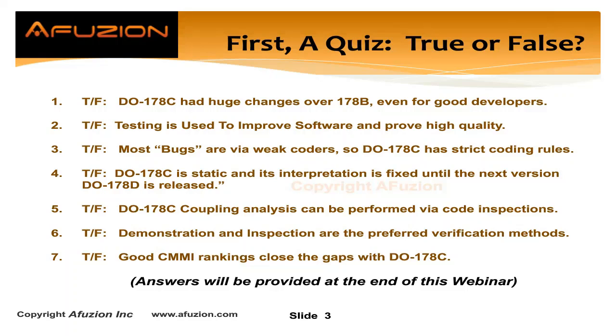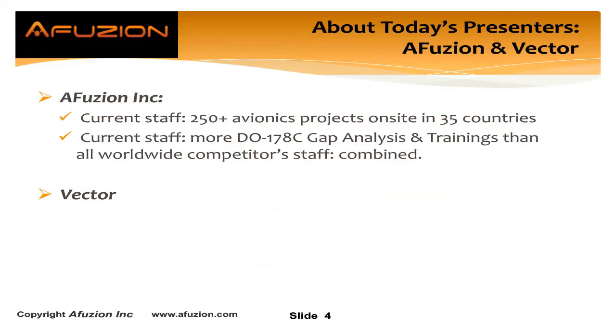As Woody said, Fusion has done many projects. We've got engineers working in 6 countries, and we've done more gap analysis and DO-178C trainings than all of our competitors combined. It's our core business. It's what we do. Now, key facts.